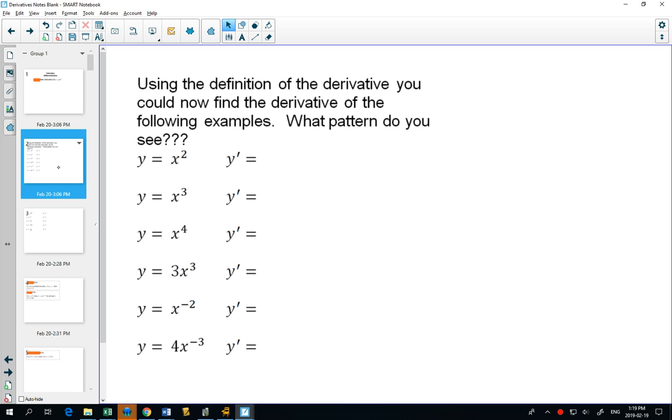So the limit as h goes to 0 of f of x plus h minus f of x all over h. And you did the first one, and you got an answer that the derivative was 2x. Then you did x cubed, and you got an answer that the derivative was 3x squared. And you did x to the 4, and you got a derivative of 4x cubed.